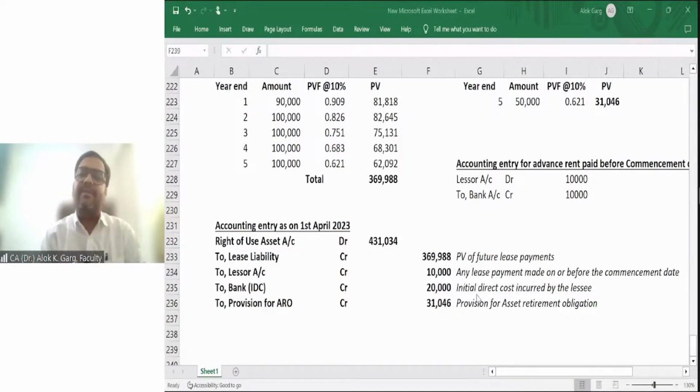Why would the lessor pay some incentive to the lessee? Friends, have you seen any new mall in Gurgaon, in Noida? There are a lot of new malls getting constructed. What happens when a new mall is getting constructed?